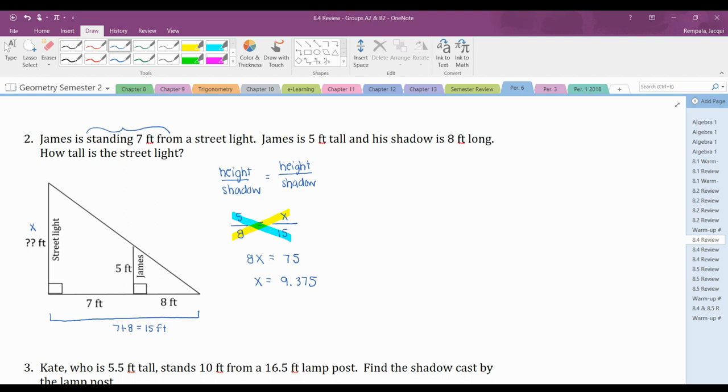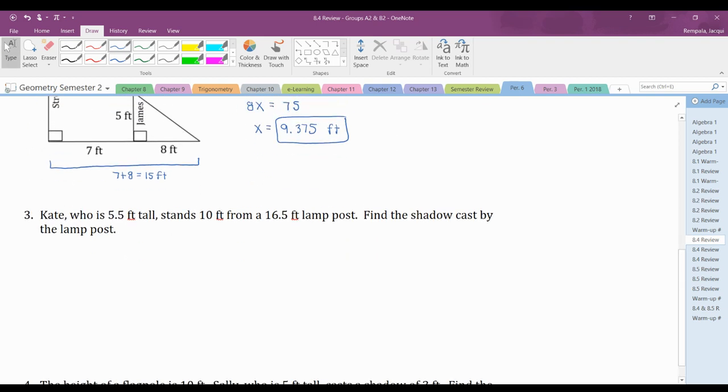Okay, so now it's asking how tall is the streetlight? Well, the streetlight was representing x, so I'm going to throw on my units at the end, and it looks like we solved for our answer. 9.375 feet is the height of that streetlight.